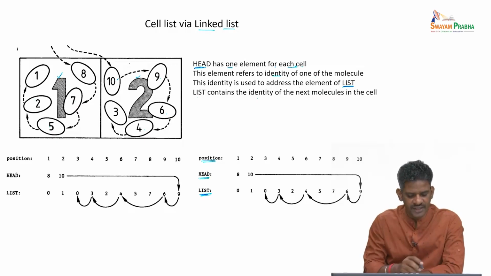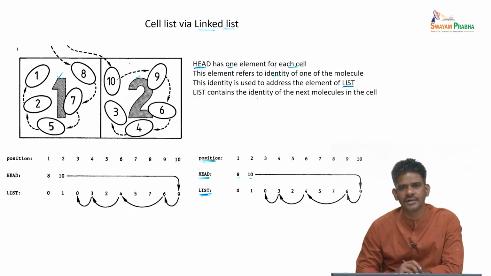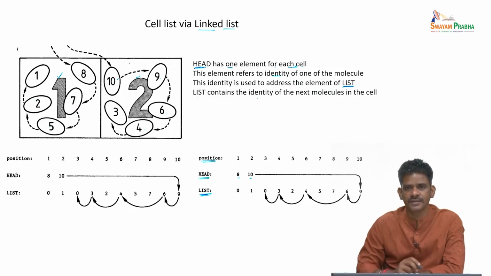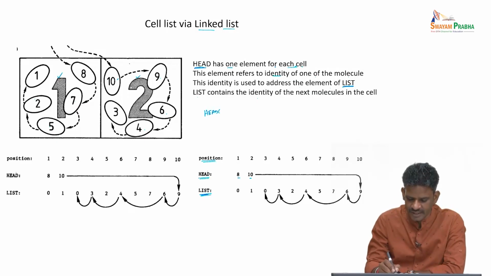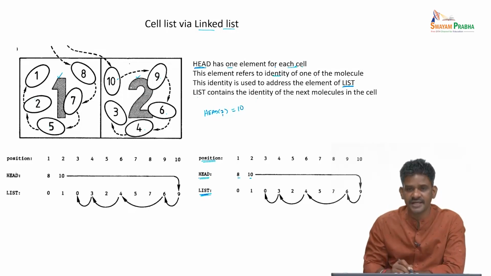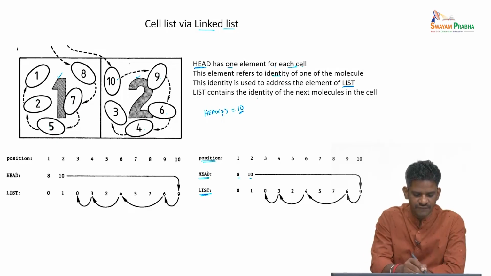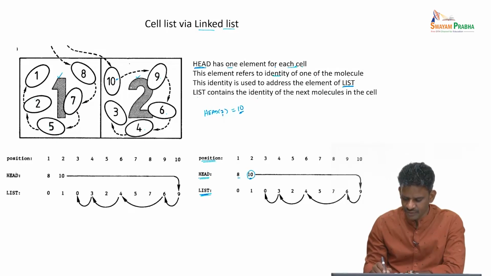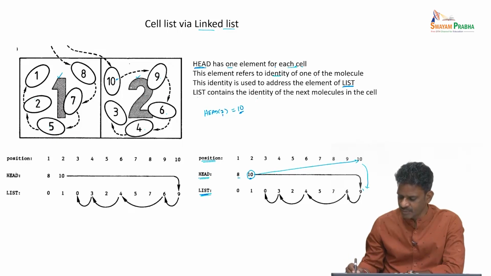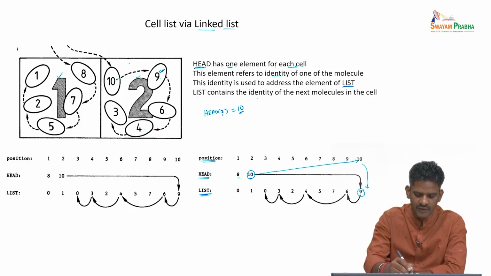For example, in this example there are only 2 cells, 1 and 2, so the head has only 2 elements. Suppose you consider the second cell, and the head of 2. Head of 2 is equal to 10 in this example. What it means is that this 2 is the index for the cell we are talking about, and this element 10 refers to the first molecule in this chain. So, with this 10, we go and look at the 10th position of the list array, and that points to a number 9, and 9 is the next molecule.